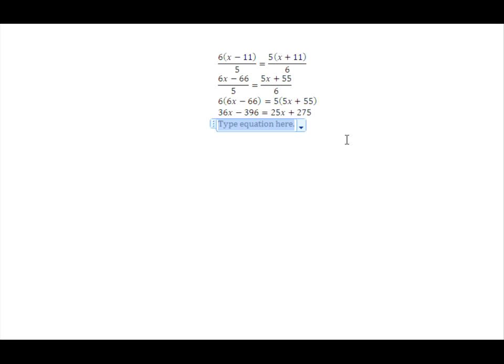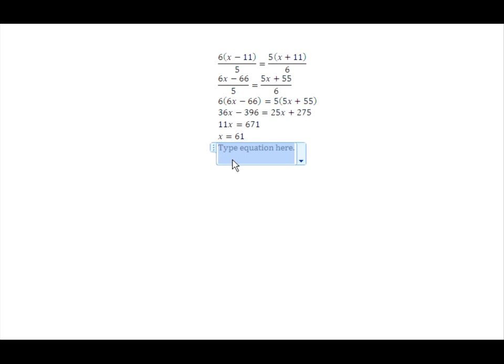So we're going to first move the 25x over to the 36x because it's a smaller quantity, and it leaves us with a positive coefficient. We want to always try to do that if we can. At the same time, we're going to move the 396, which is negative, over to the right-hand side. And remember, when we move things from one side of the equal sign to the other, we always perform the opposite operation. So in this case, we're going to add 396 to 275, and we should get 671. Then the final step is to divide both sides by 11, and when we do, we get x is equal to 61.